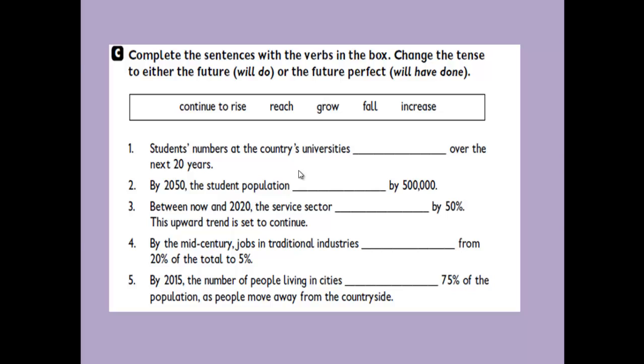Number 4. By the mid-century, jobs in traditional industries will have fallen from 20% of the total to 5%. Number 5. By 2015, the number of people living in cities will have reached 75% of the population as people move away from the countryside.